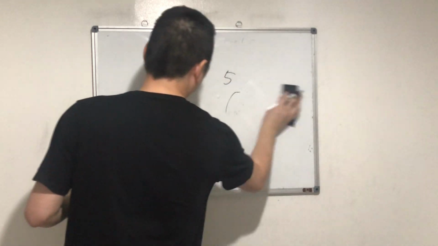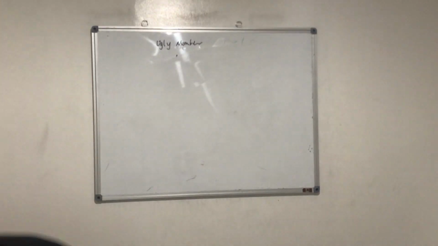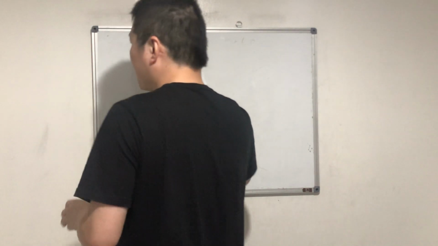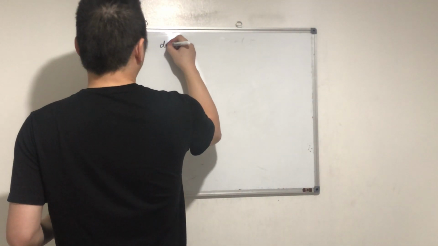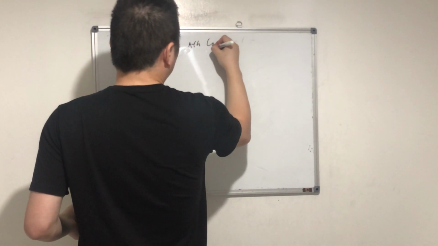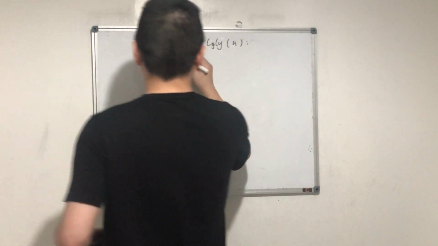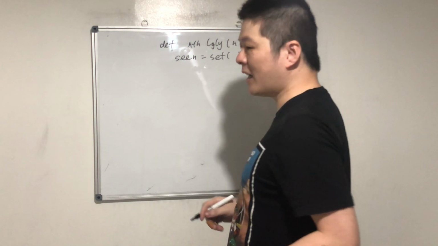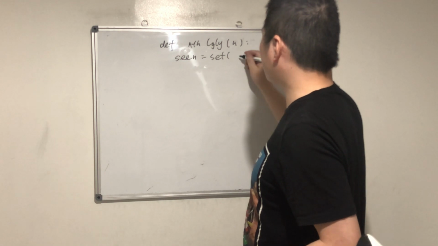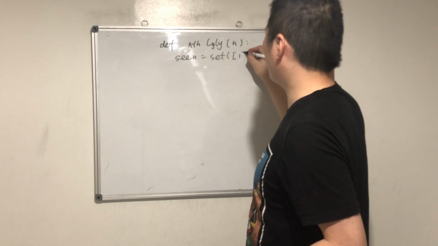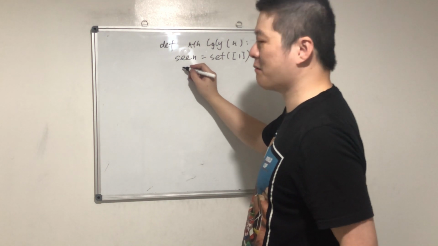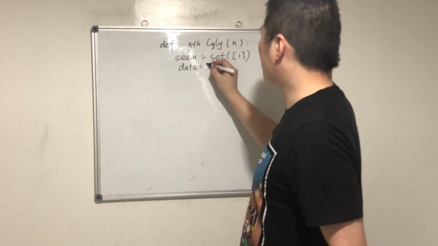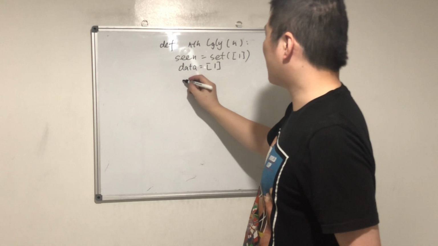Okay, I'm going to write this. So for the notebook thing, we can use a set. Define nth ugly n. Now I have seen equals set. Let's say the first number, because we have seen 1. And then the current ugly number, let's say the data equals 1.